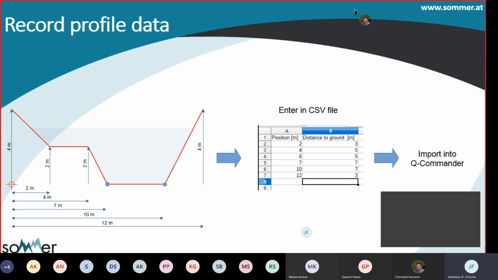You just use a spreadsheet and enter your data in a spreadsheet like shown here, with the position in meters and the distance to ground as well. And after we're finished, we can go into the office again and import those data into the QCommander.